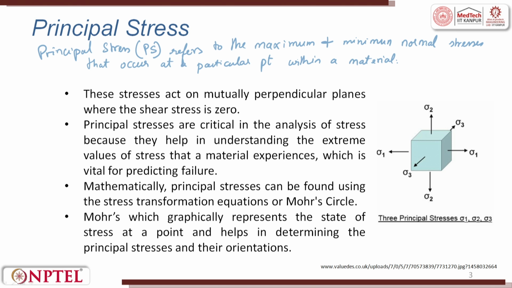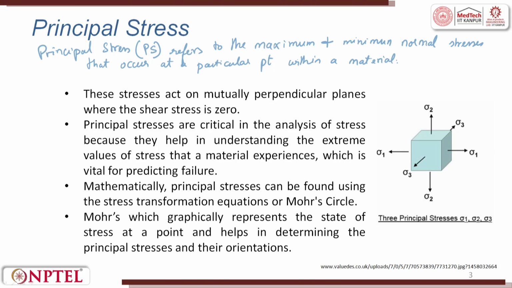Why is this important? Because at a particular point the stress levels can be very high. At a particular point the thermal stresses can be high because of the friction or whatever happens. So, it is always a good idea to find out the principal stress. Principal stress refers to maximum and minimum normal stress. I hope you will remember what is normal stress that occurs at a particular point within a given material.